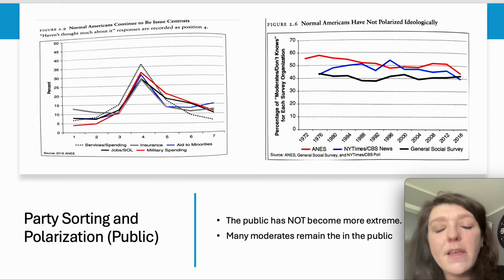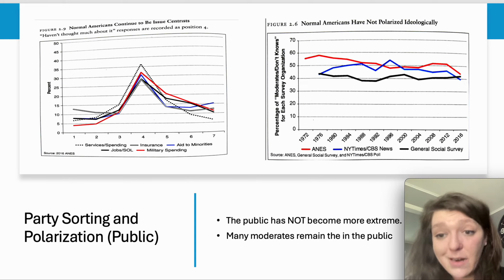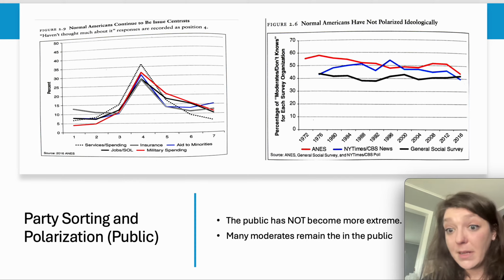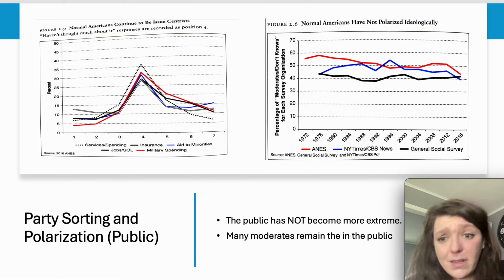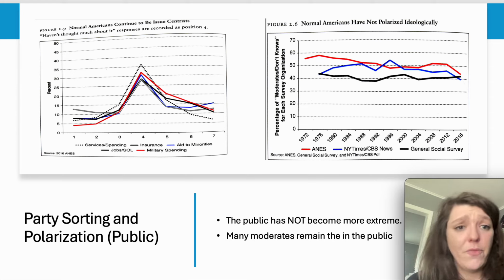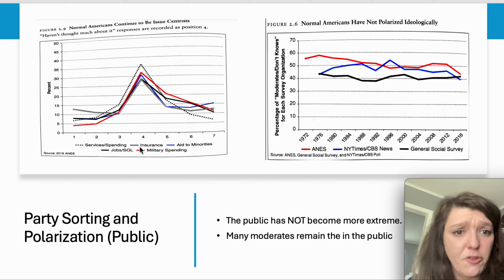Okay, so that's the political elite again. What's happening with the public, with everybody else? Fiorina is showing that they haven't polarized. In this chart over here, there are multiple issue areas: services/spending, insurance, aid to minorities, jobs, and military spending. Way over here would be extreme left. Way over here would be extreme right.